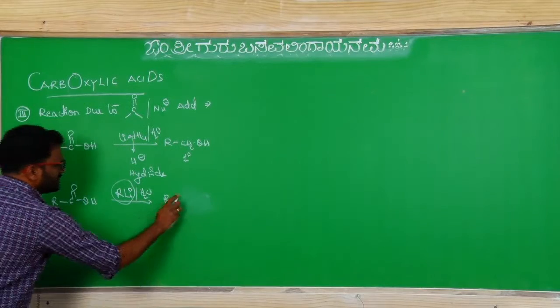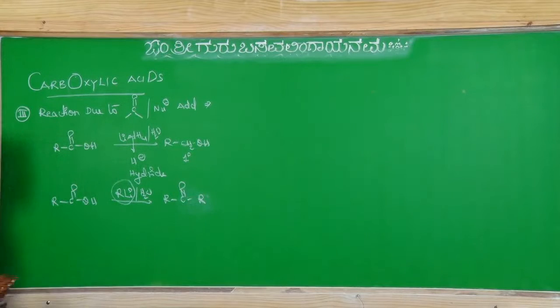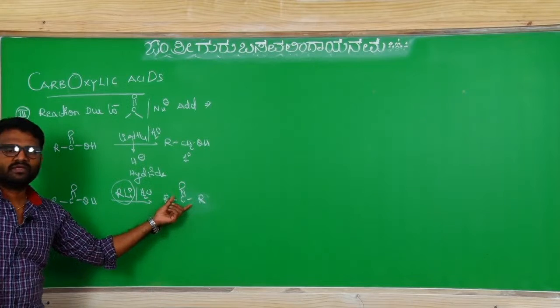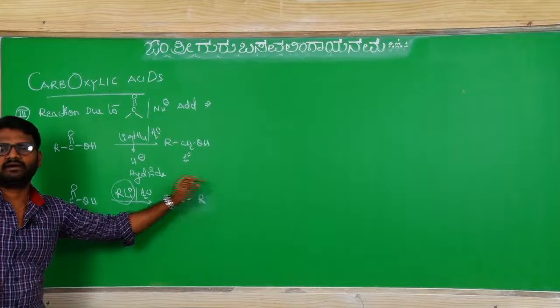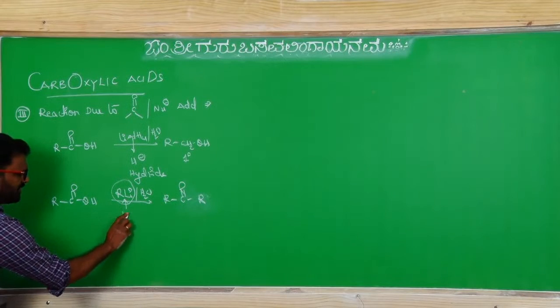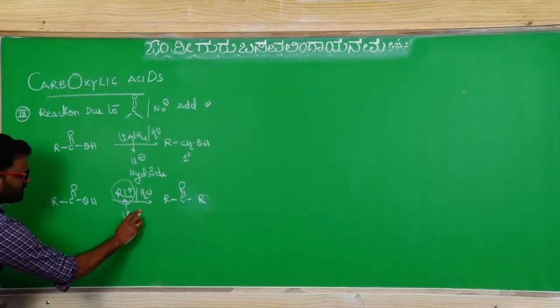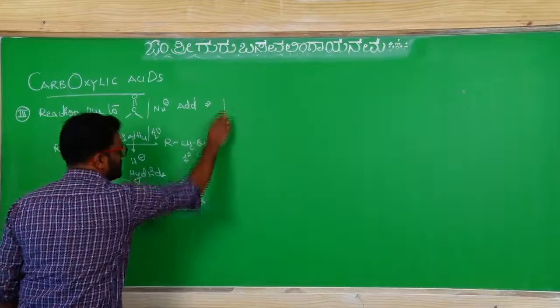So what is the product here? If you take a limited amount of RLi, you will get ketones. If you take excess, then finally you will get a third degree alcohol. Limited means a 1:1 ratio, and you get ketones. Let me explain the mechanism of this reaction.